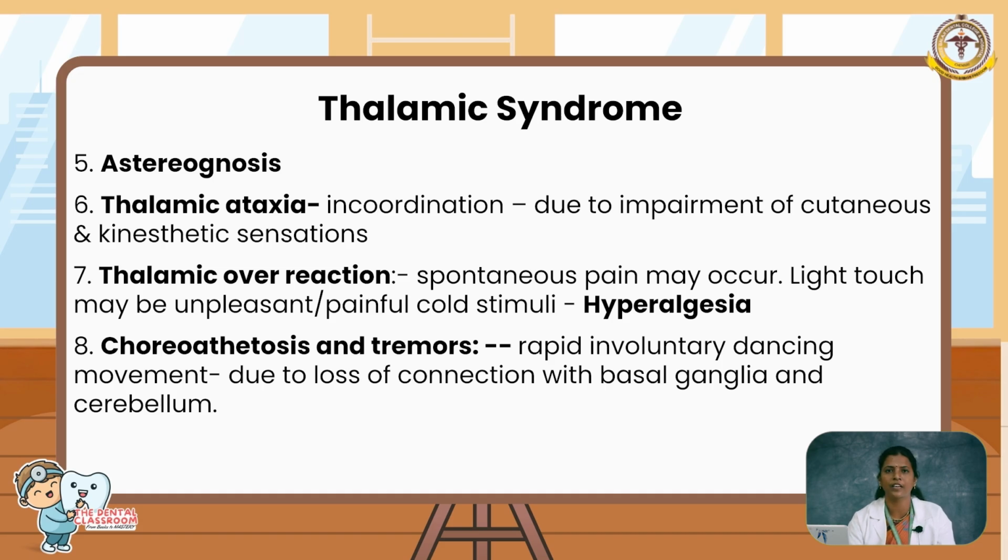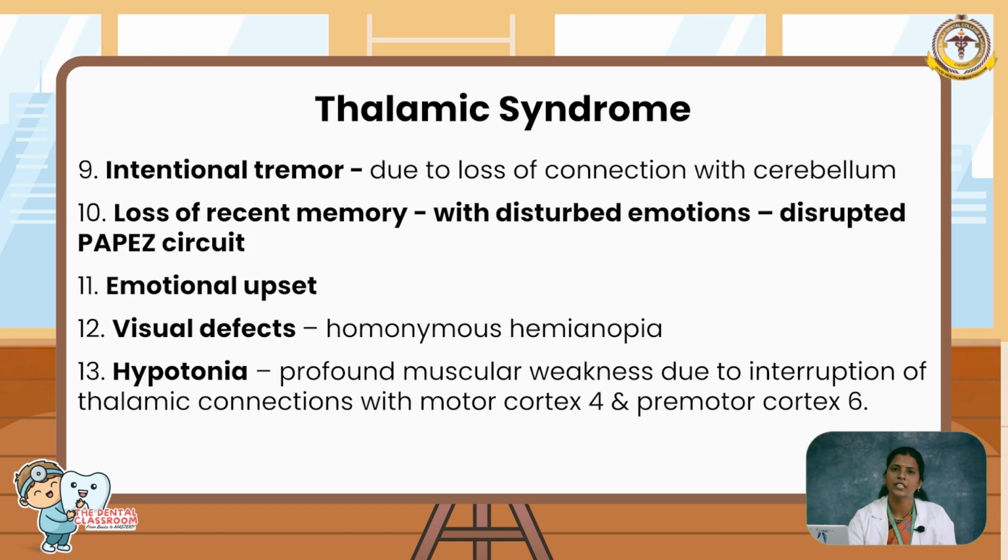This is a condition of hyperalgesia, and it leads to choreoathetosis and tremors, where there are rapid involuntary dancing movements due to loss of connections between the basal ganglia and the cerebellum. There is intention tremor due to loss of connections with the cerebellum. Loss of recent memory is seen with disrupted emotions because of damage to the Papez circuit. Emotional upset is seen with visual defects.